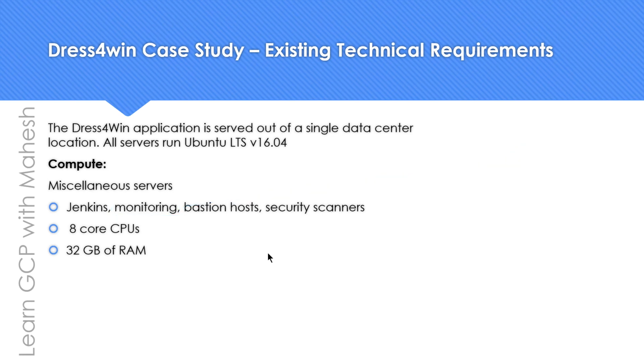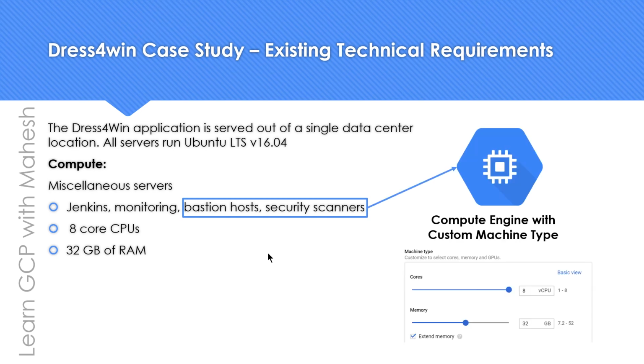The next one is primarily about Bastion host and security scanners. So this is nothing but our virtual machine. That's the key here. And since it is 8 core and 32 GB of RAM, again, custom machine type is required. And security scanner may be something new for some people. So let me quickly show you that.